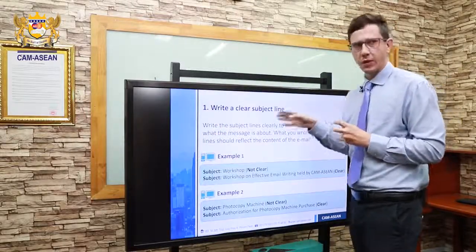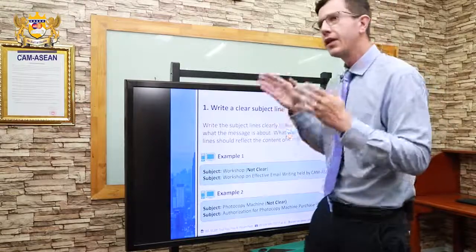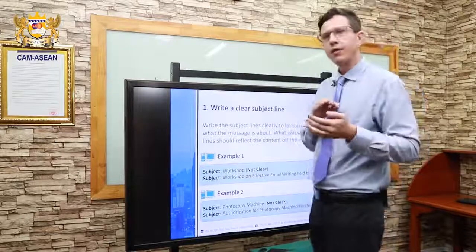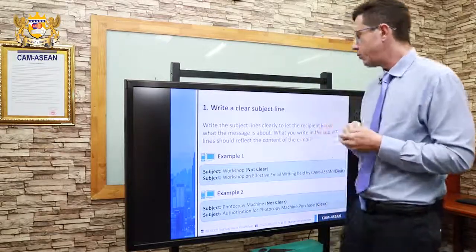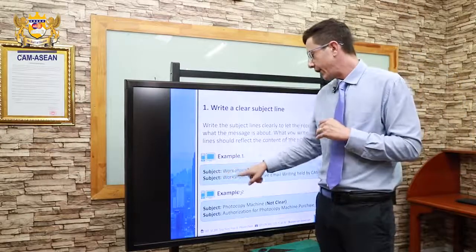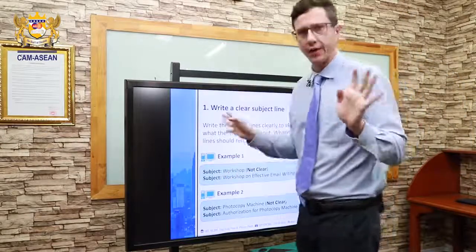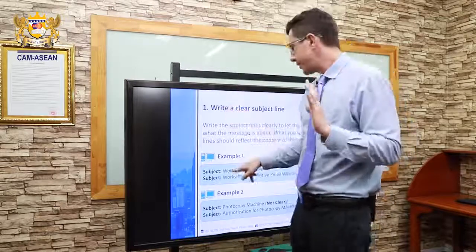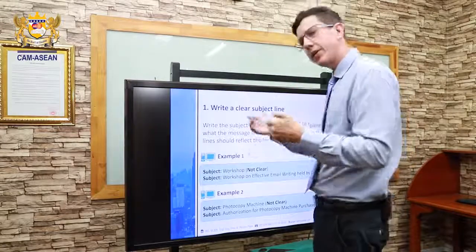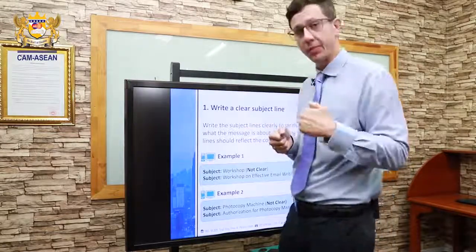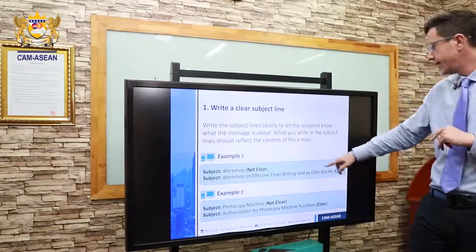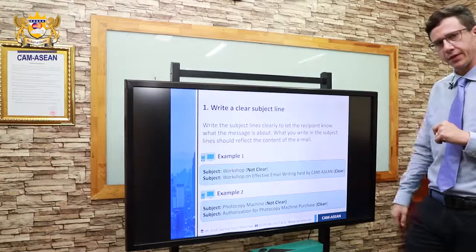And it's really important we write a clear subject line, meaning the person understands the topic of the email from the subject line. So we want to be specific, we want to be clear. So we don't want to write "workshop" because we don't know anything about it. If I get an email that just says "workshop," I probably won't open it. I need to be specific so I know how it pertains to me, how I should be interested in this email. So "workshop on effective email writing." Now we're being more specific.